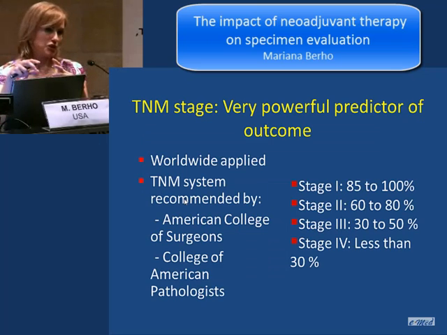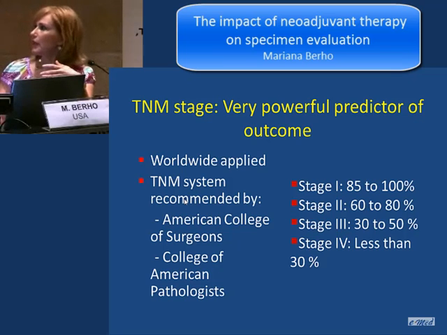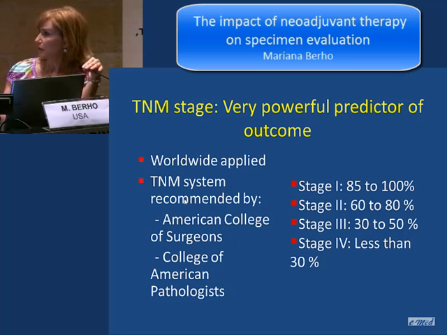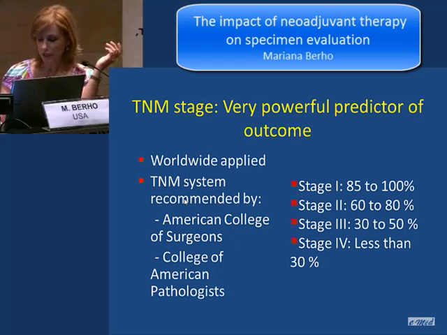The TNM staging, as we know, is a very powerful predictor of prognosis, and it is very useful since the first time that it was used in 1948, because we can all talk about the same things using this system. In the US it is recommended by the American College of Surgeons and the College of American Pathologists. So pretty much you need to use it when you're staging your tumors.